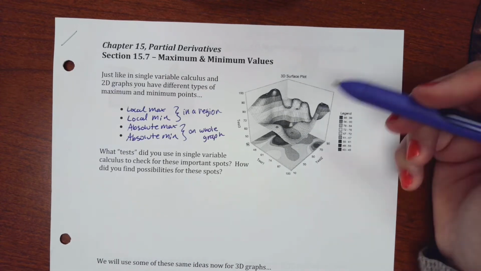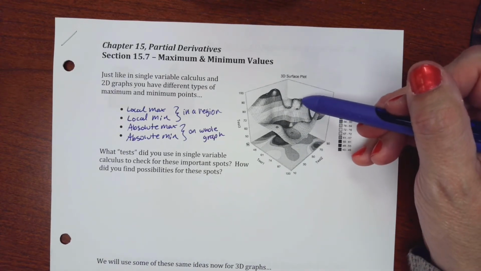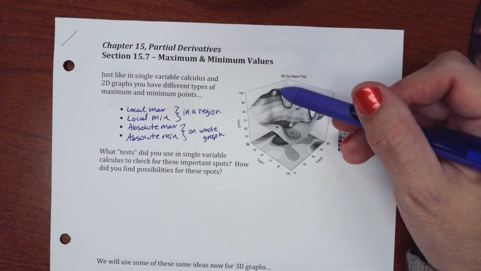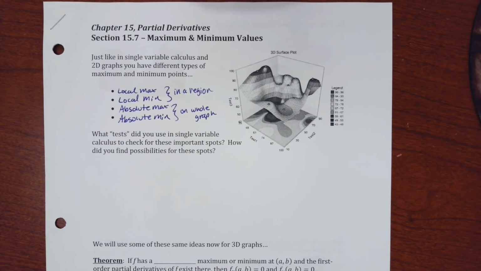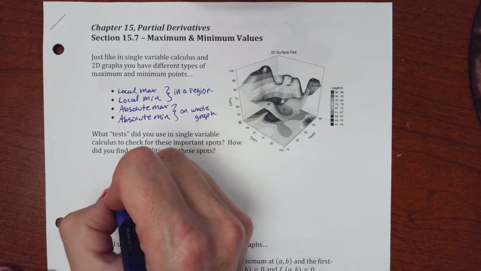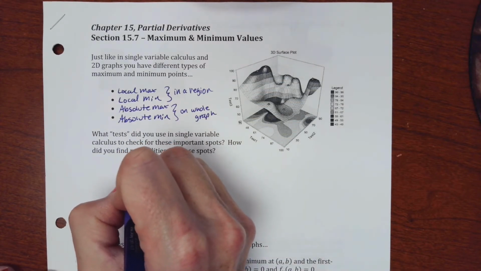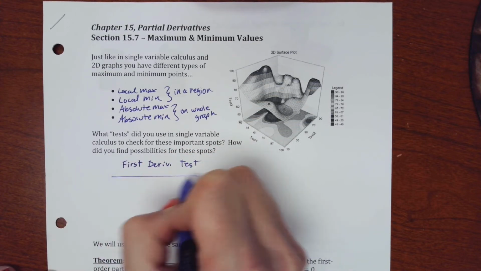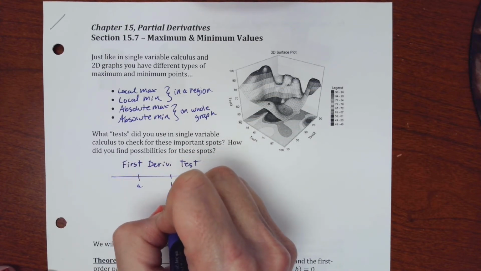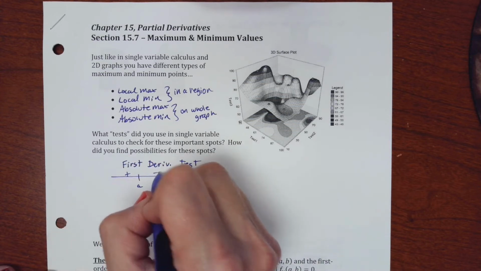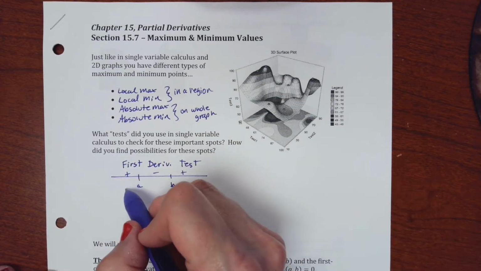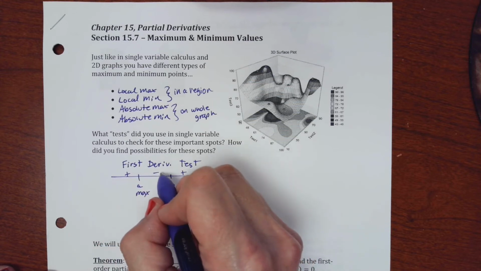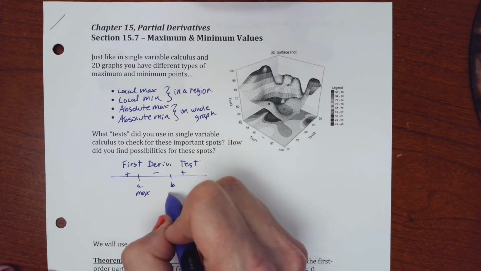So like this might be the highest point in that area, but it's not the highest point on the whole graph because it's that one right there. Okay, so when you did this, you used things like your first derivative test, right? You would be testing certain places, and you'd have a plus, a minus, and a plus, and you're like, oh, I was increasing, then decreasing, so this must have been a maximum.